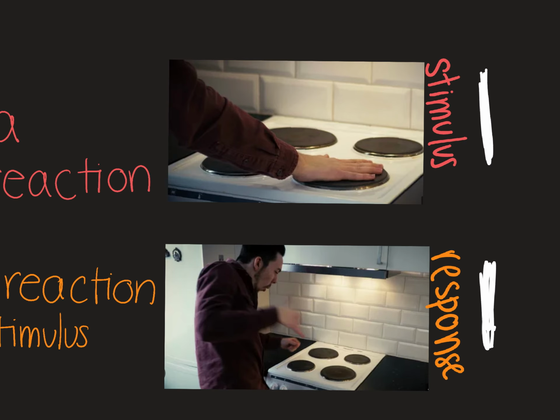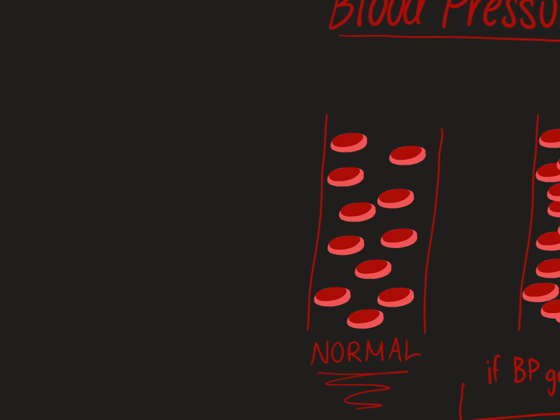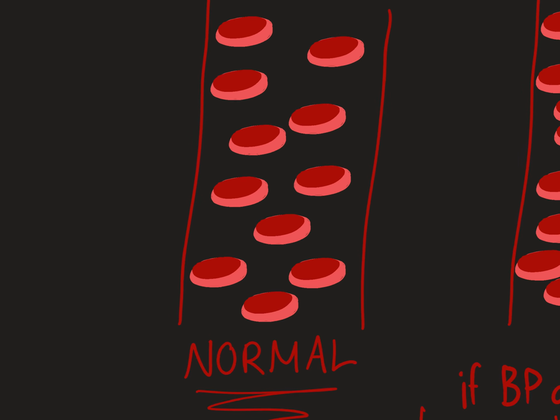So today is about blood pressure. Blood pressure is basically how much blood is in our blood vessels at a time. Normal blood pressure is 120 over 80. That number is kind of hard to explain, but it just means that there's not too much blood and not too little blood in our blood vessels at a time. But what happens when your blood pressure is too high, too much blood, or too low, too little blood?